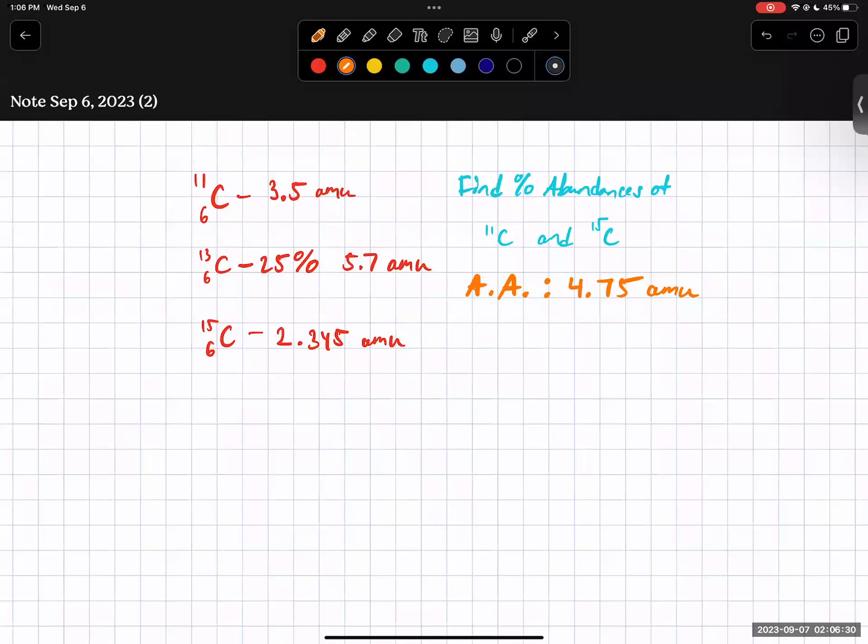We know that carbon-13 has an abundance of 25%, so the remaining 75% is between X and Y. X plus Y must equal 75%, or X plus Y equals 0.75. If you have an unknown X and an unknown Y, and you know the relationship X plus Y equals 0.75, you can solve for one of those variables so that we can plug it into the other equation. Y equals 0.75 minus X.